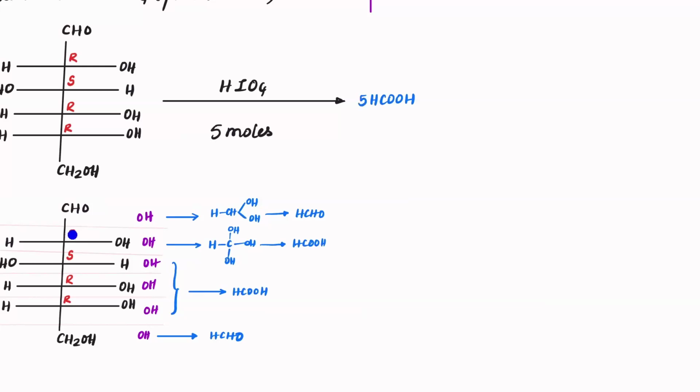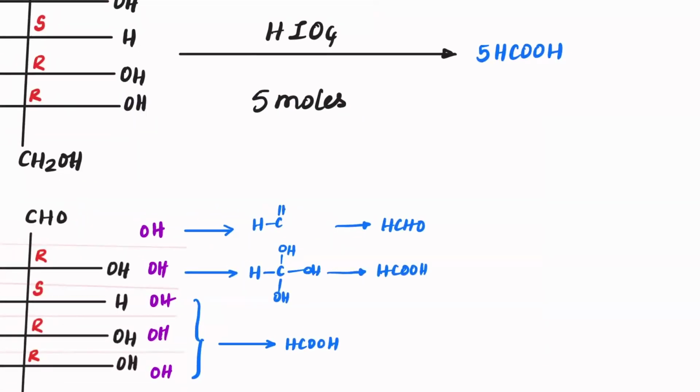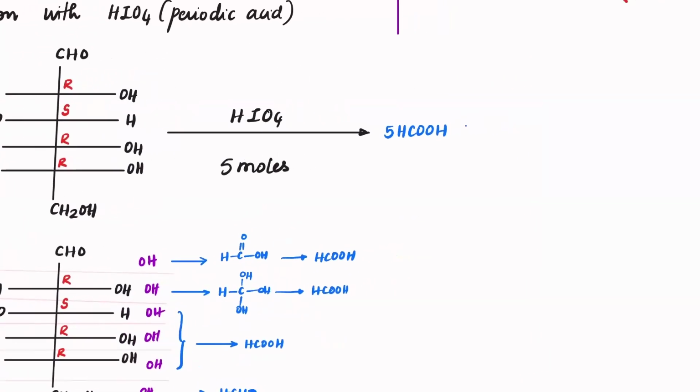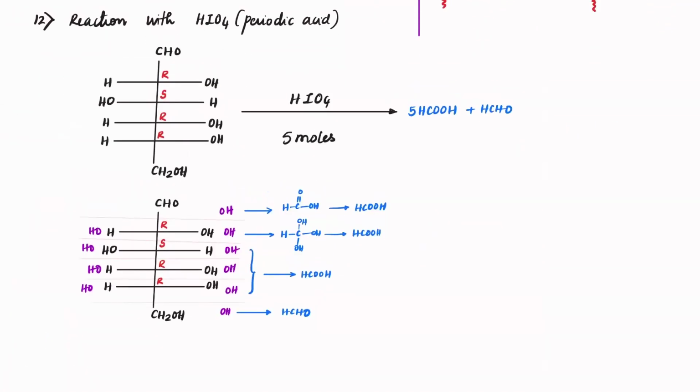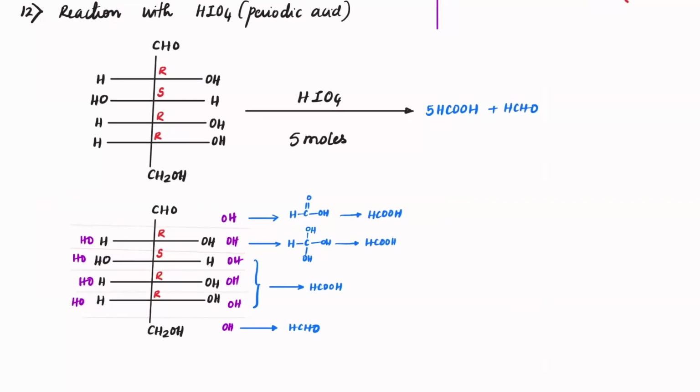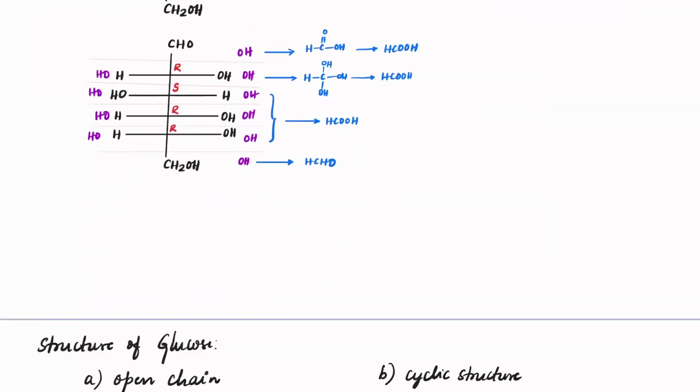Why, I forgot this. Here, this is a double bond, not CO. So here we have no hydrogen here. Sorry. It is actually a double bond O, and then I got one OH. So that is actually an acid part. So it is HCOOH. Okay, so 5 moles of acid and 1 mole of aldehyde. So this is after the oxidation of glucose. Clear? So with periodic acid, glucose will convert into 5 moles of formic acid and 1 mole of formaldehyde.